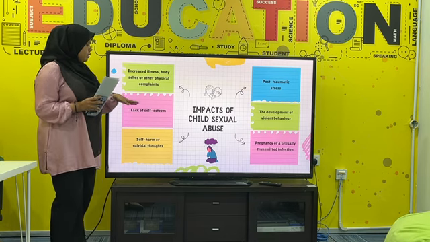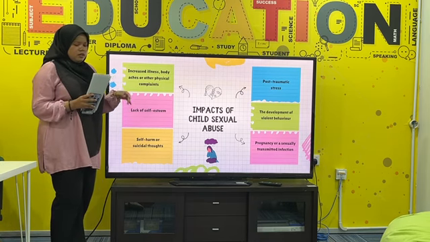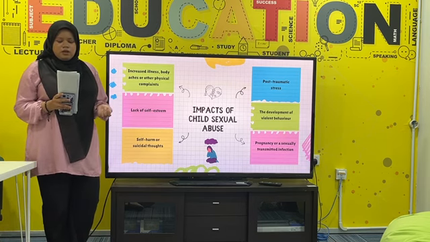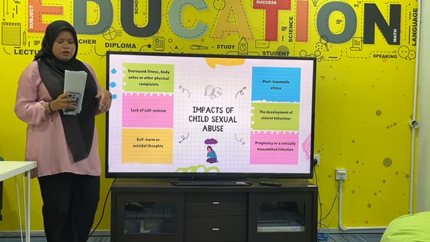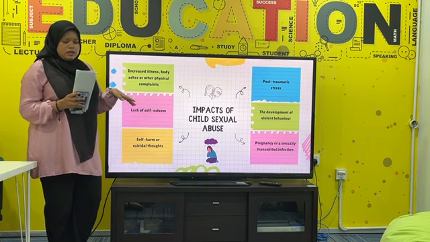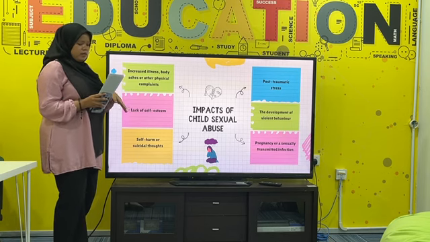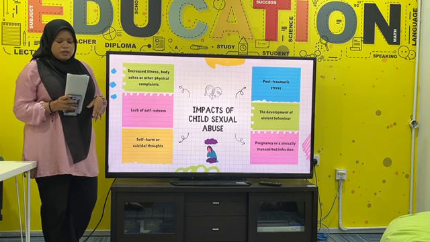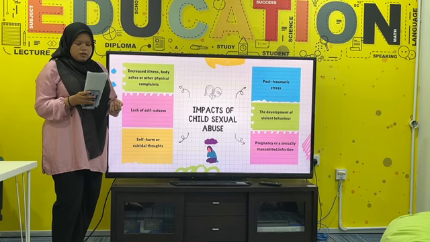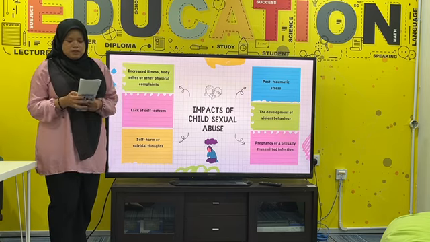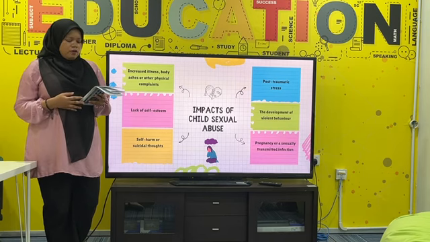Second, lack of self-esteem. It refers to a negative perception of oneself where an individual feels unworthy, inadequate or lacking in confidence. In this context, victims often develop a diminished sense of self-worth as a result of the trauma they have experienced. For example, there will be difficulty accepting compliments. It is because even when others praise them for their achievement, they might dismiss the compliments or feel unworthy of the recognition.